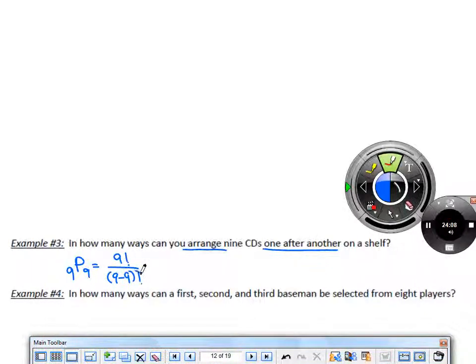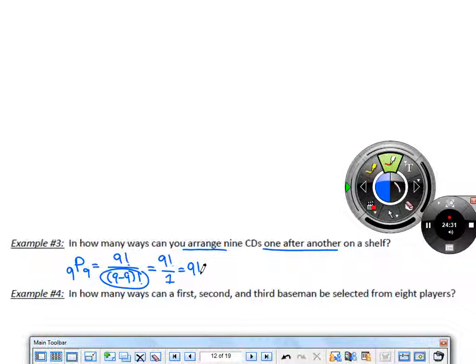Now, this might be concerning to you. You're like, oh, Ms. Dahl, 0 in the denominator. But this isn't 0 in the denominator. Good. It's 0 factorial, which is really 1, which means it's 9 factorial. And I'm going to leave my answer like that right now, assuming you guys could go push the button on the calculator and get the answer. I'm more concerned that we know how to get the answer.